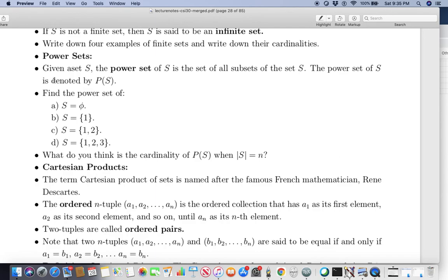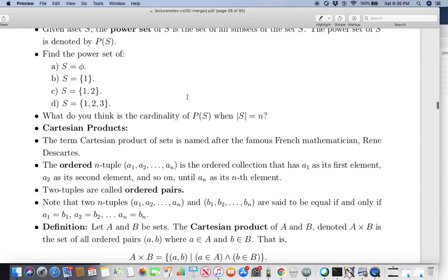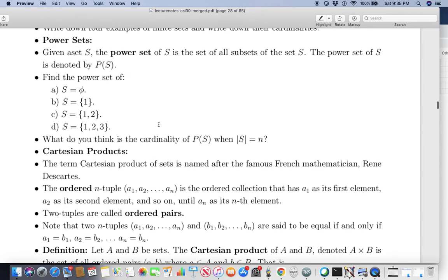Power set. Given a set S, the power set of S is the set of all subsets of the set S. Power set of S is denoted by P of S. Okay, let's come to this exercise and we'll answer this question in just a minute. Let's continue in our next video.